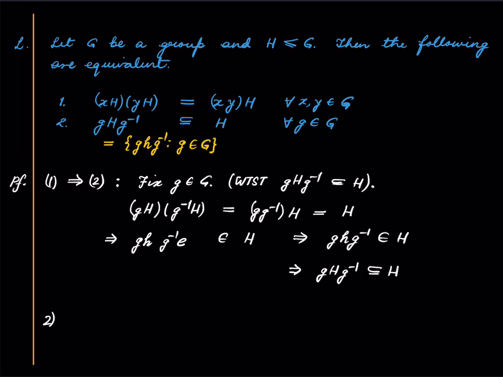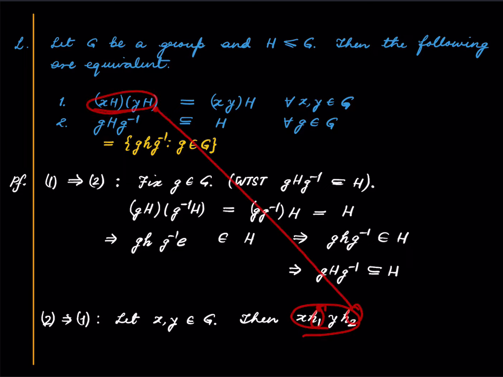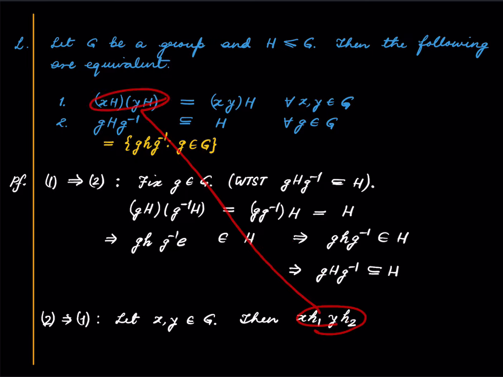Okay, so now we will do two implies one. This is even more straightforward, or maybe not, let's see. So let x and y in G be arbitrary, and we are assuming two, we want to show that. Okay, so then x h1 y h2, this is a member of, so we picked an arbitrary member of that thing. h1 and h2 we have picked arbitrarily from H. So this thing is an arbitrary member of that.